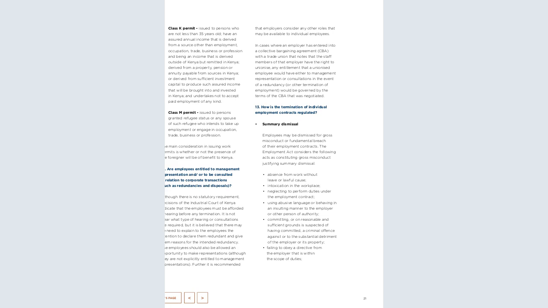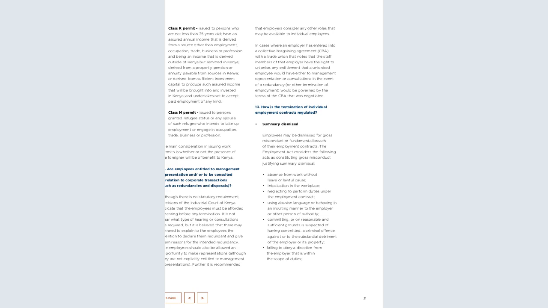So the Employment Act considers the following acts as constituting gross misconduct, justifying summary dismissal: absence from work without leave or lawful cause, intoxication in the workplace, intoxication meaning taking things like alcohol or addictive drugs in the workplace, neglecting to perform duty under the Employment Act, using abusive language or behaving in an insulting manner to the organs of authority, committing on reasonable and sufficient grounds a criminal offense.